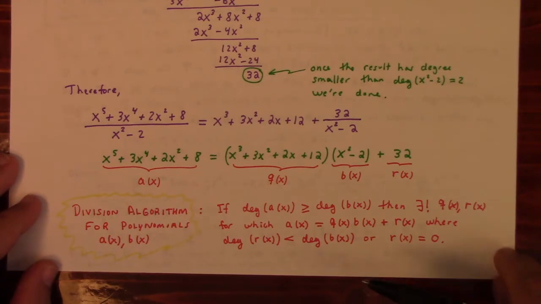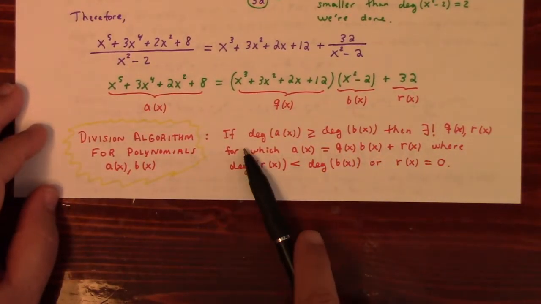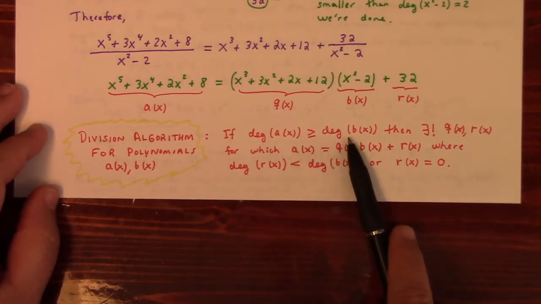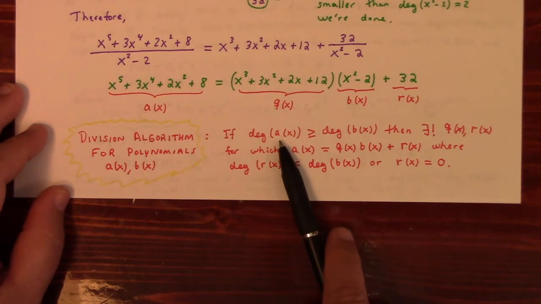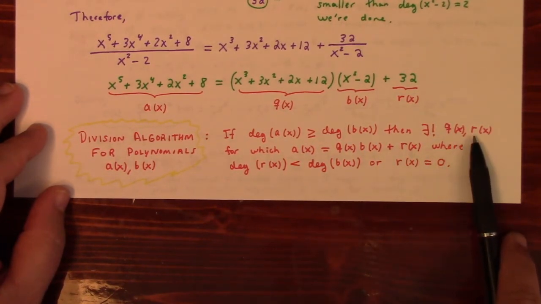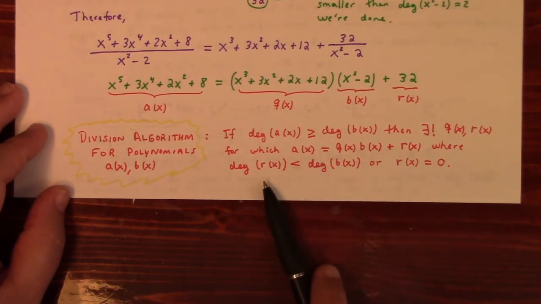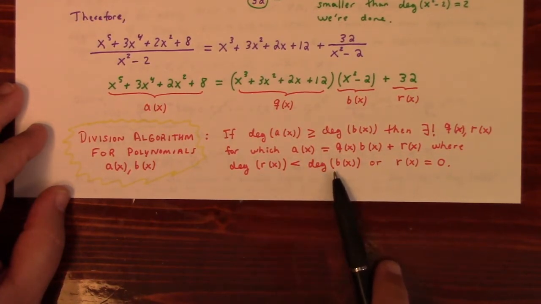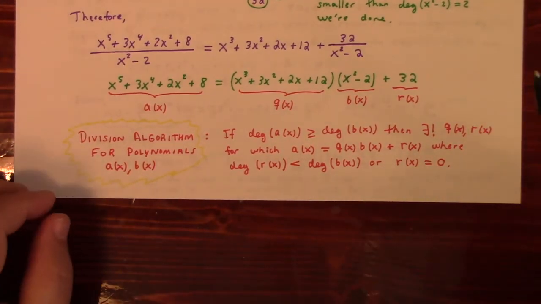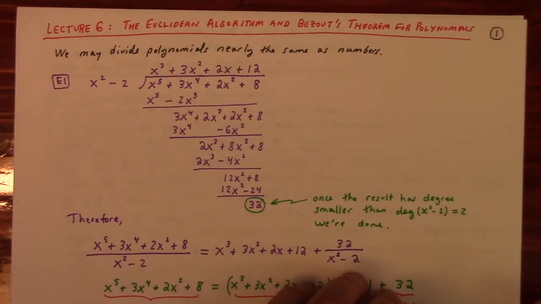And what does the division algorithm for polynomials say? Well, the way I'm going to state it anyway, is if the degree of the dividing polynomial is less than or equal to the degree of the divided polynomial, then there exist unique quotient and remainder polynomials for which a of x is equal to q of x times b of x plus r of x, where the degree of the remainder is less than the degree of the dividing polynomial, or the remainder is 0.